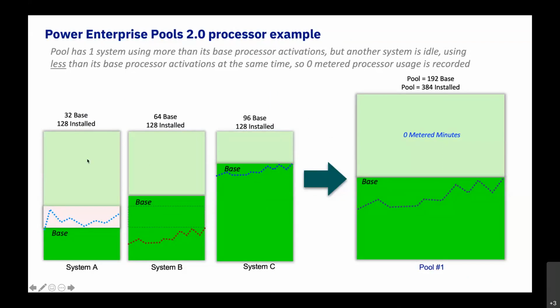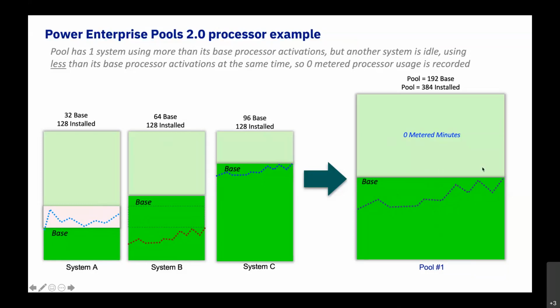Now, one system has 32, one system has 64, the other system has 96. When CMC starts monitoring, you can see system A is using above its base capacity. The partitions running on system A are using above its base capacity, but then system B is using below its base capacity. So basically, the usage of system B, using its capacity below the base, offsets the additional usage from system A. So eventually, your overall utilization across the pool does not cross the base capacity.